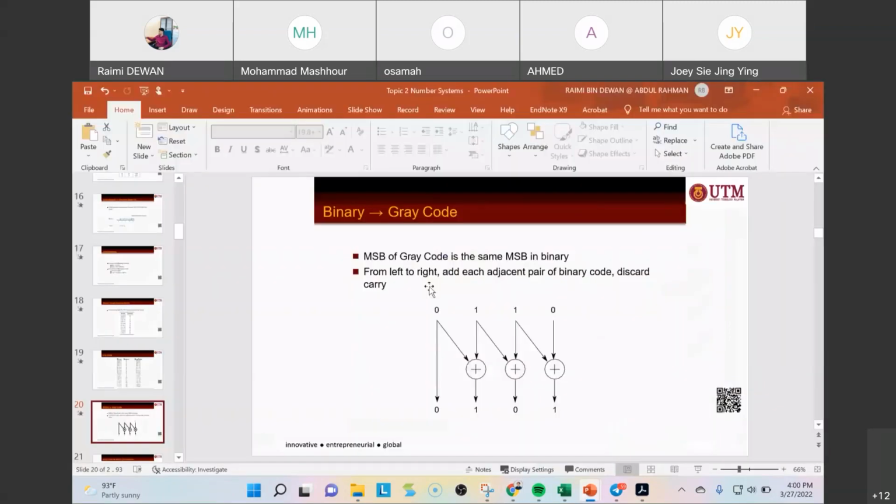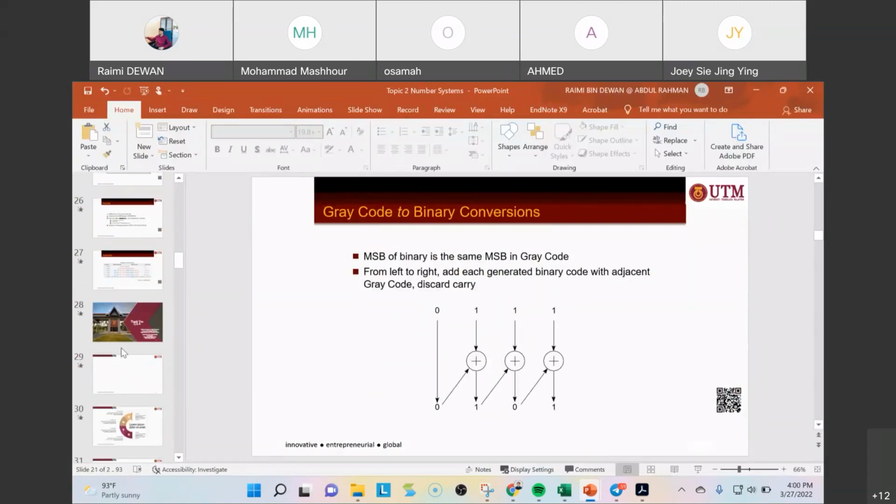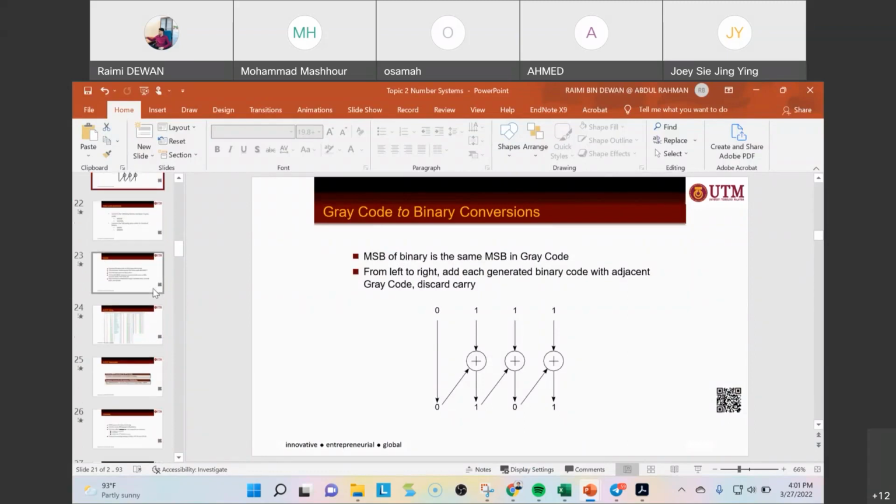So you can see MSB of all record, this one is the same. Okay, so we will continue Gray code to binary in the next lecture.